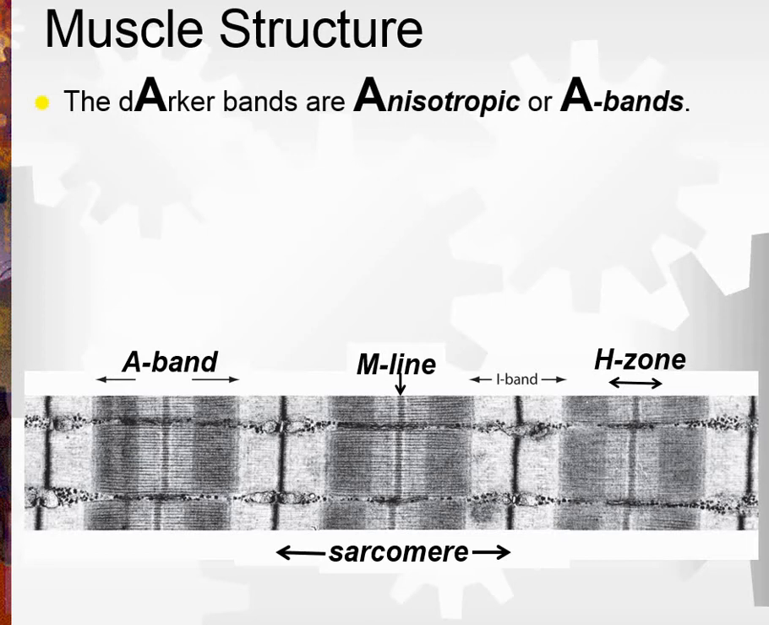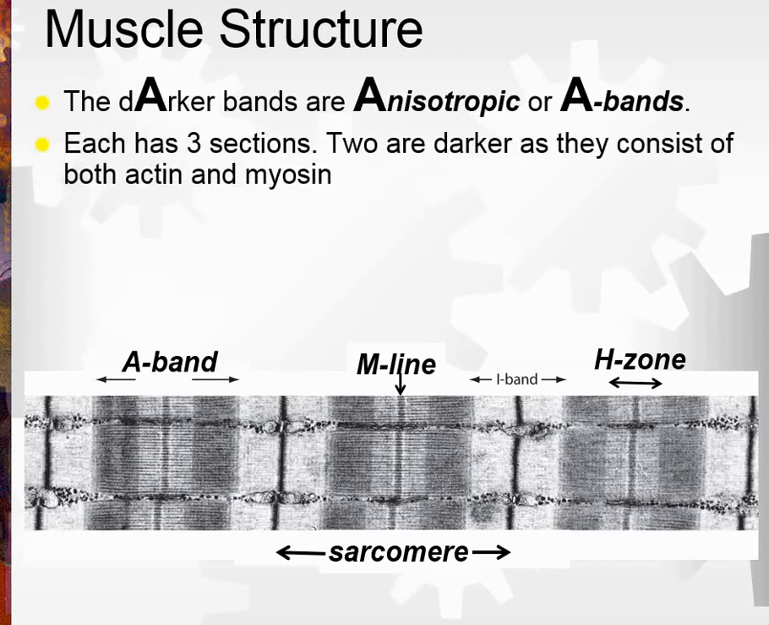Muscle structure, so the darker bands, it says they are 3 sections. 2 are darker as they consist of both actin and myosin. So within this, we'll look at this one from down here, for example. This here is actin and myosin. This region here is just myosin. This is actin and myosin. All will become apparent as we go forward, hopefully.